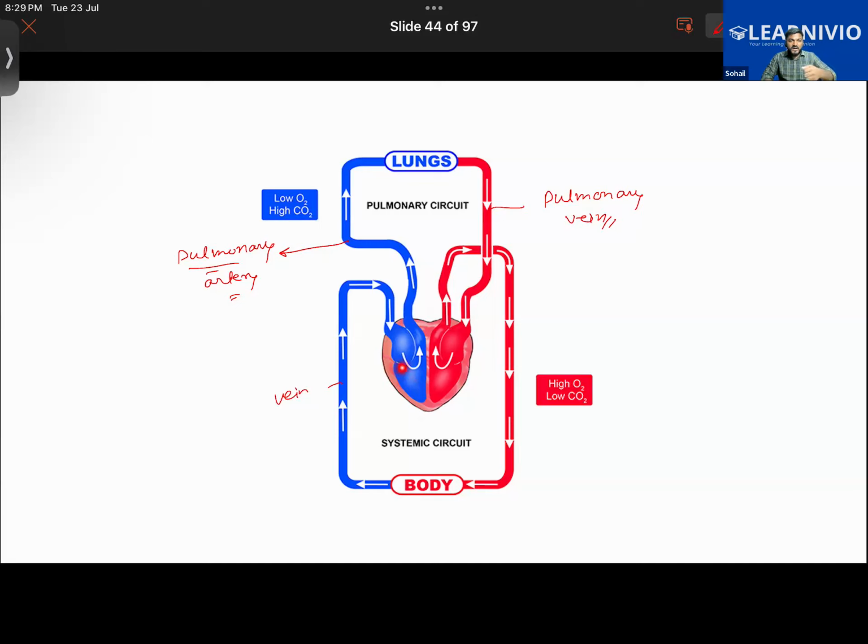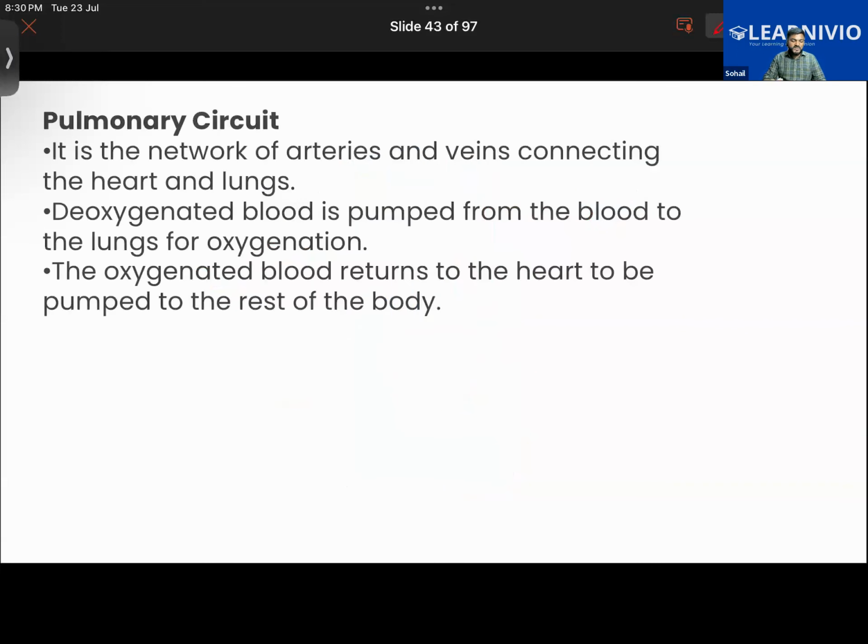And then, since the impurities in the blood need to be removed, the heart would be pumping that impure blood, which contains a high concentration of carbon dioxide, towards the lungs, where the gaseous exchange will take place. So that's a kind of circuit, no? Lungs, heart, and the whole human body are connected via this network of blood vessels. That is called the pulmonary circuit.